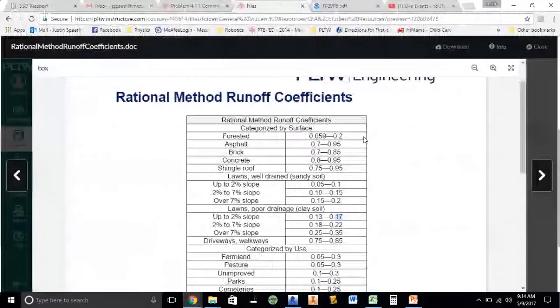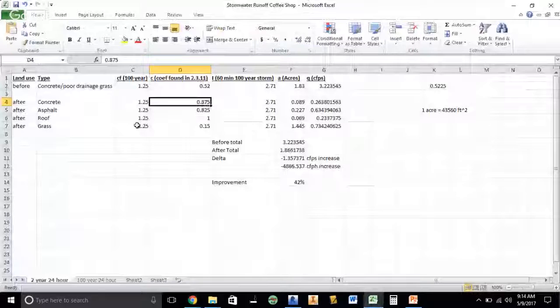Okay. I take the middle value for these. So if I have concrete, I'm taking 0.95 plus 0.8 divided by 2 to get 0.875. You'll see that on my worksheet for concrete, 0.875. I did the same thing with asphalt.